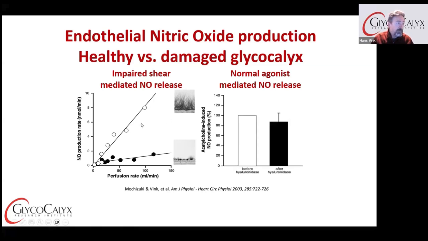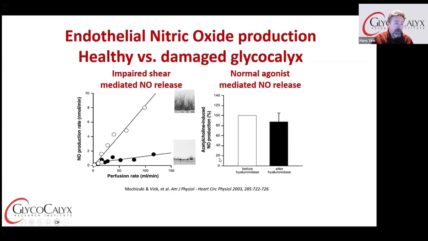So if we look at healthy vessels again with the thick glycocalyx, and we increase the blood flow through these healthy vessels, we see a nice and proportional increase in nitric oxide production, which is pretty much absent the moment that you remove glycocalyx. In this case, we use enzymes like hyaluronidase to take away the hyaluronic acid and the rest of the glycocalyx. So there are still big ranges in blood flow, but the endothelium is unable to sense it. And there's very little increase in nitric oxide production when blood flow increases.